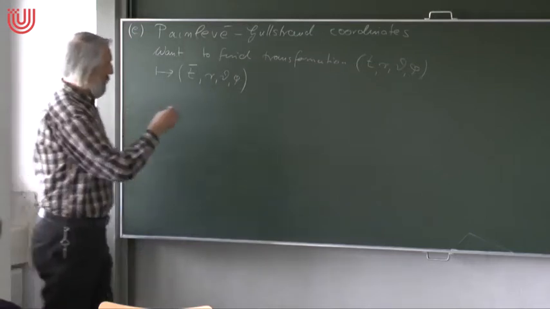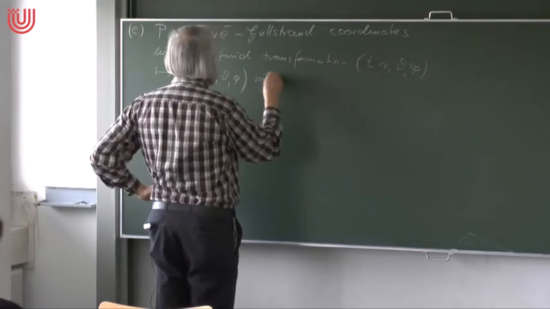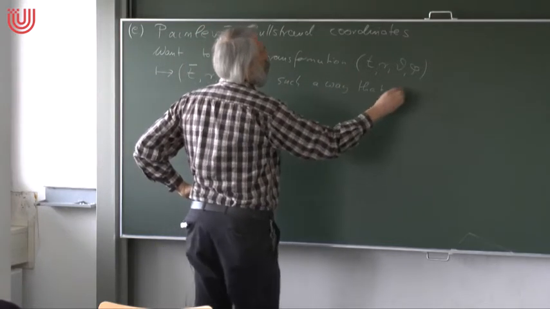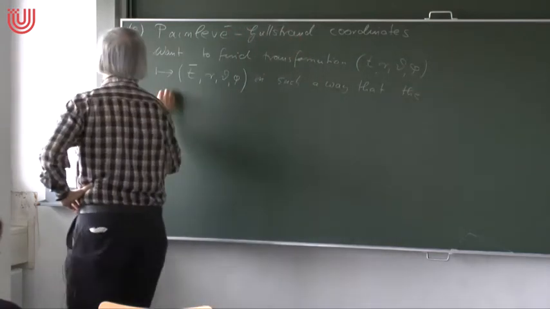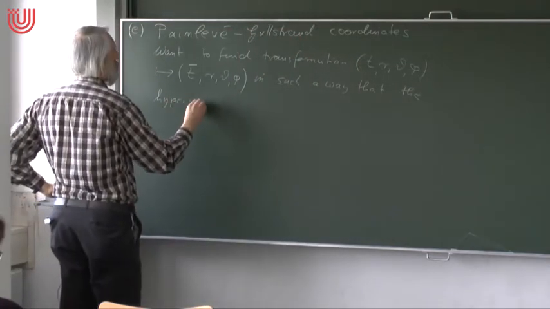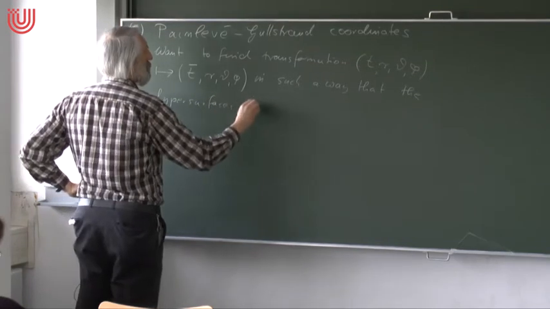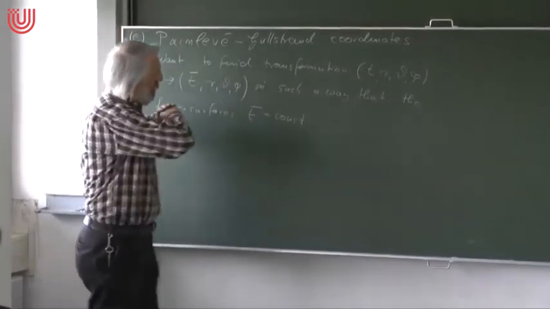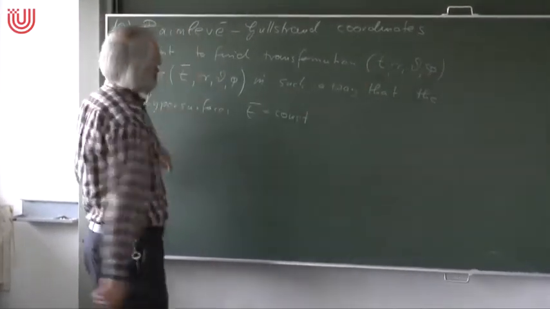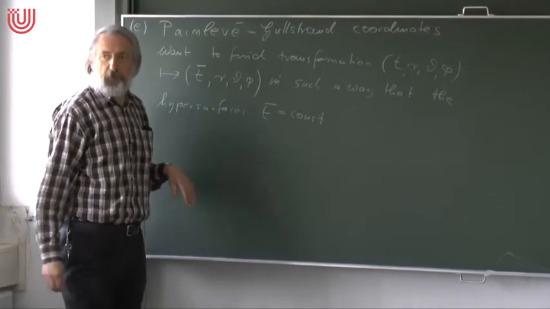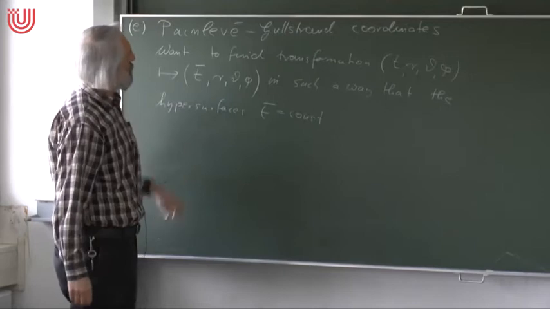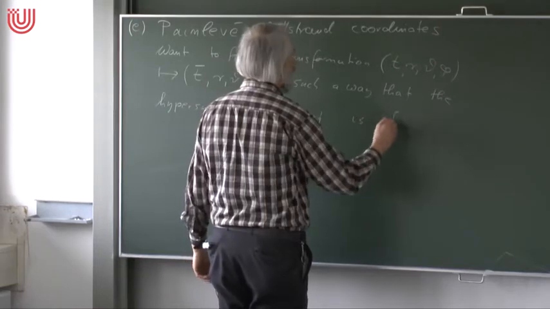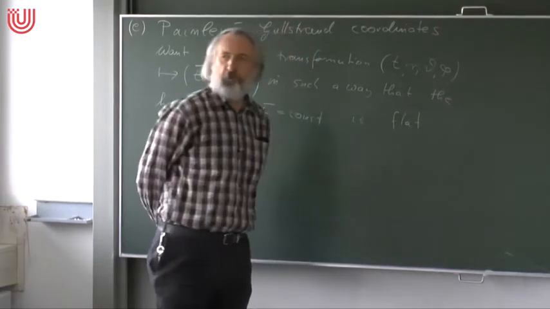And the goal is to do the transformation in such a way that the hypersurfaces T bar equal constant, so these are the instantaneous snapshots of the space-time, so to speak. You fix the time and you look at the space at this fixed time. And if you do it in these coordinates, then what we want to have is that this is flat. And surprisingly enough, that's possible.